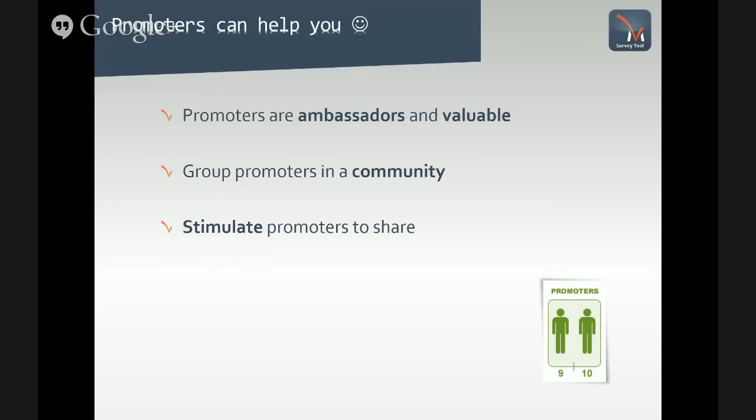So what we're seeing customers start to do now is let's see if we can use those promoters. Give them the tools to share. If someone gives you a 9 or 10, then encourage them to share that on Facebook. Try to get them into some kind of community, or ask them to send pictures of themselves using your products. Try to get them to make YouTube videos, or post things on Facebook about how great your product is.